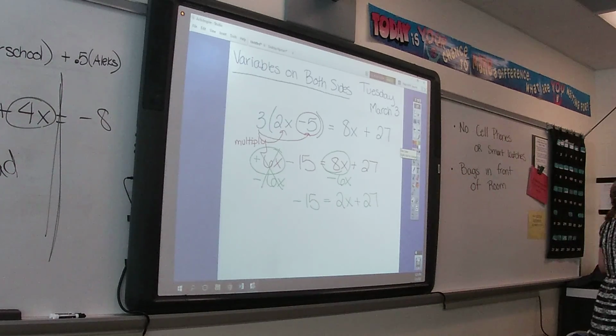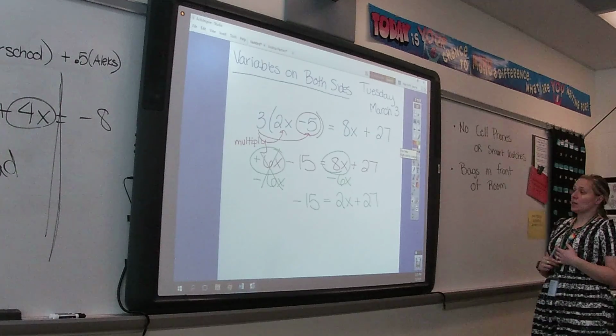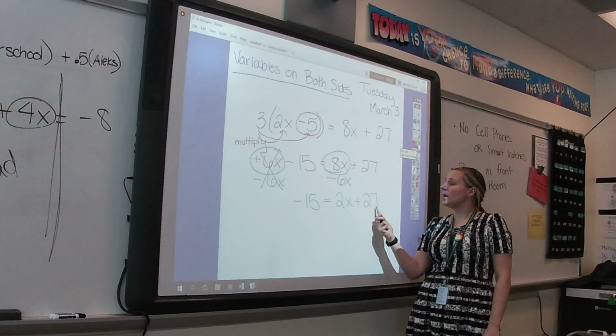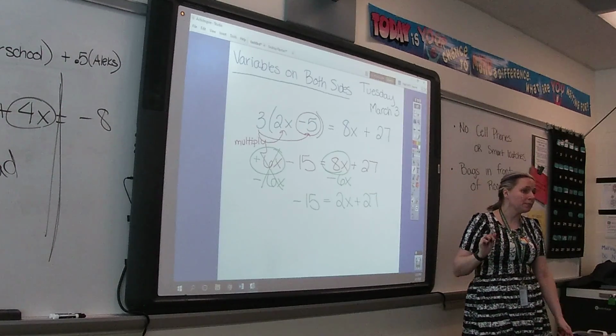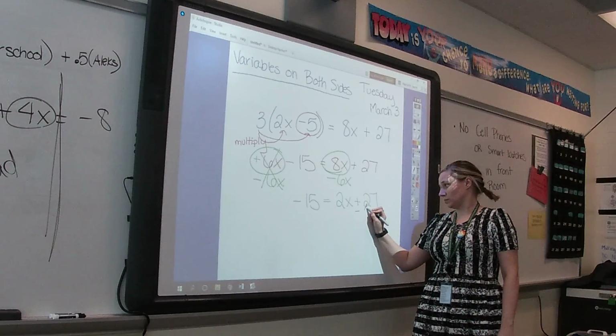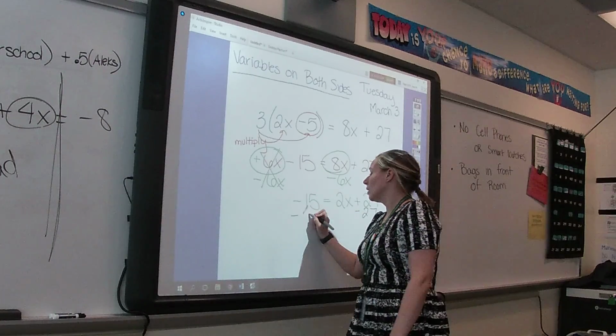Then our next one says, undo any addition or subtraction. So do we see any addition or subtraction up here? Yes. So how do we undo adding 27? Subtracting 27 from both sides.